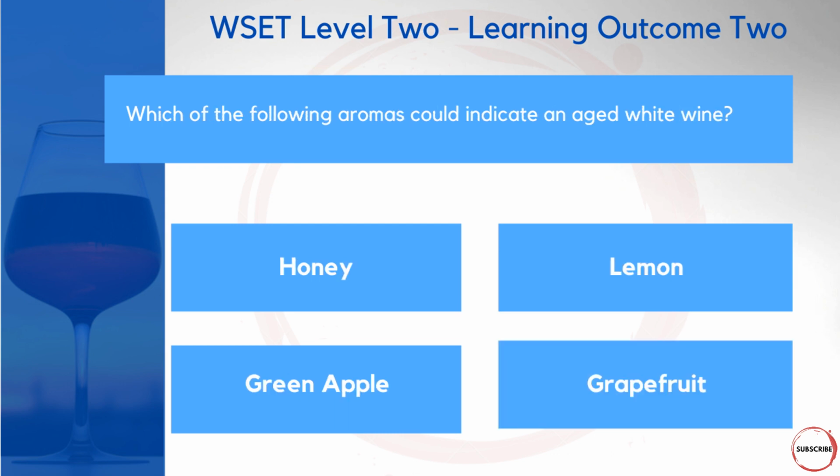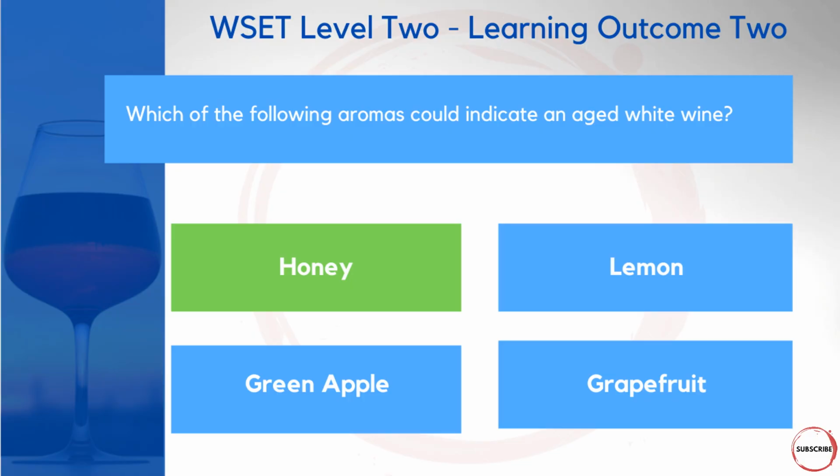And then I've also got a flavour associated question as well. So which of the following aromas could indicate an aged white wine? Would it be honey, lemon, green apple or grapefruit? And again, through the tasting processes that you're going to learn as part of this course, you're going to be tasting some youthful whites and finding out what they give you, as well as some aged whites as well.